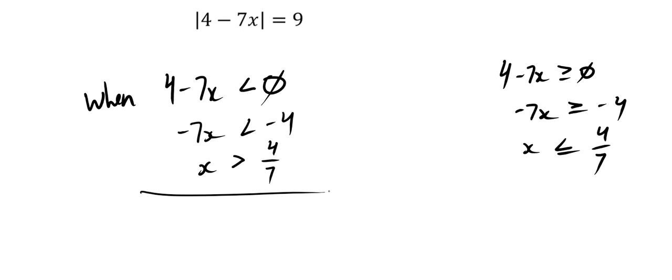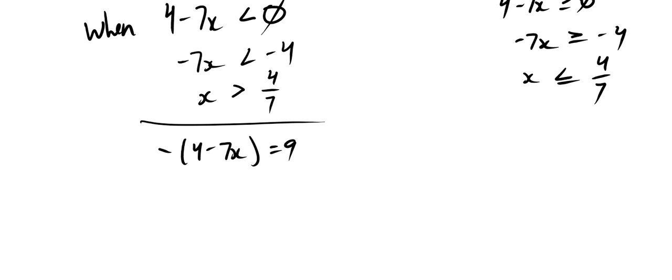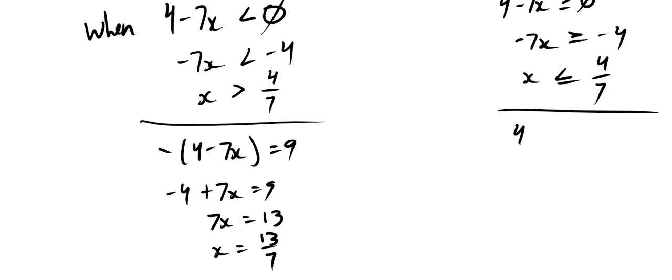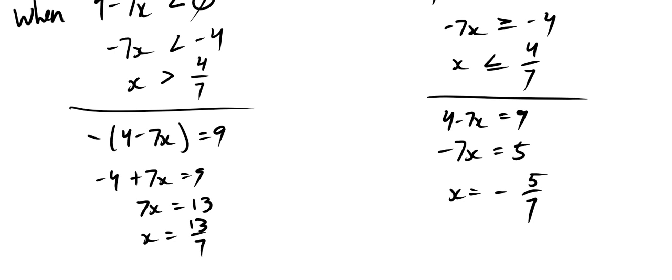So when it's less than 0, I multiply by a negative. And then I just solve. So negative 4 plus 7x equals 9. Add 4 to both sides. 7x equals 13. 13 divided by 7 is 13 over 7. And for this one, I just leave it. Subtract 4 from both sides. We've got our 2 answers.